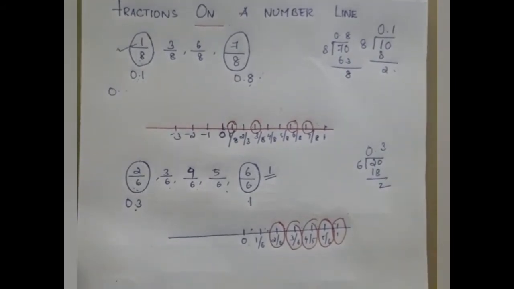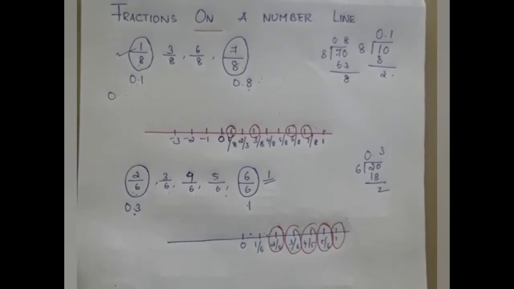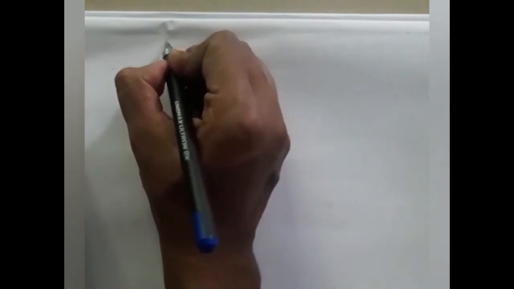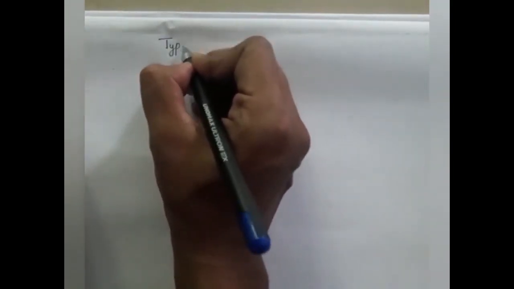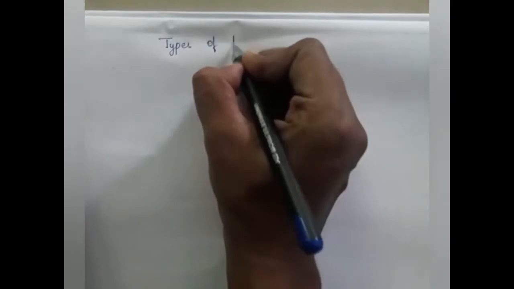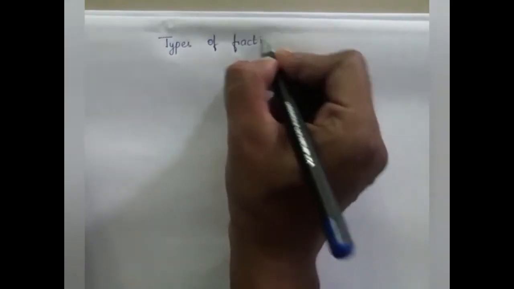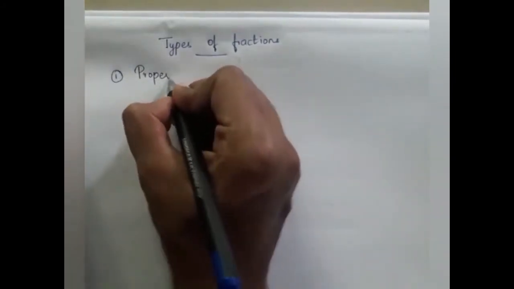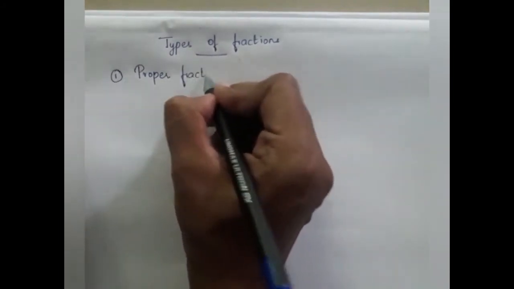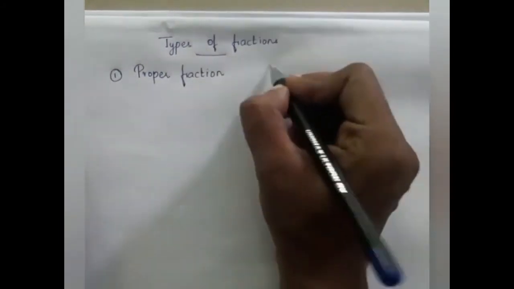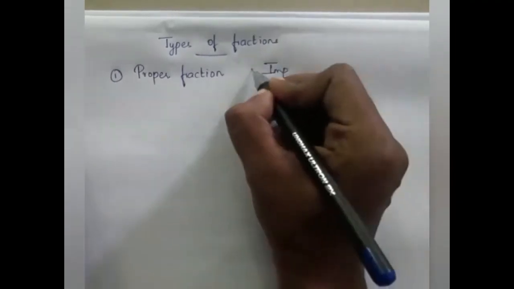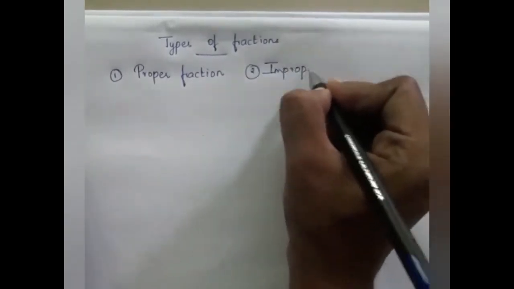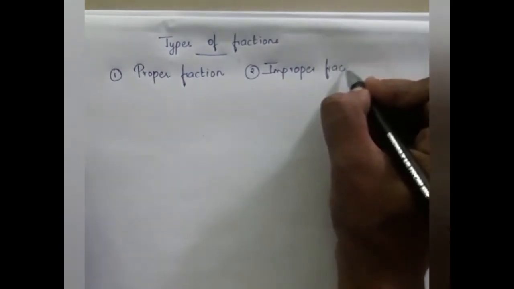Okay, don't forget, when you do the exercise you will be thorough with this. Okay, an important topic of this chapter, that is types of fraction. So you have many types of fractions to study. So first you are going to study about proper fraction and improper fraction. Okay, what is proper fraction and what is improper fraction?